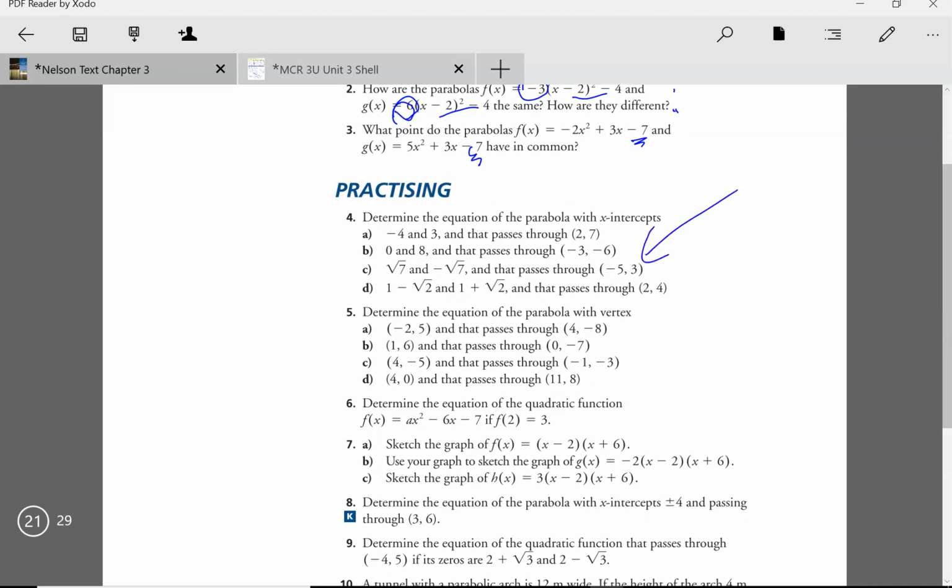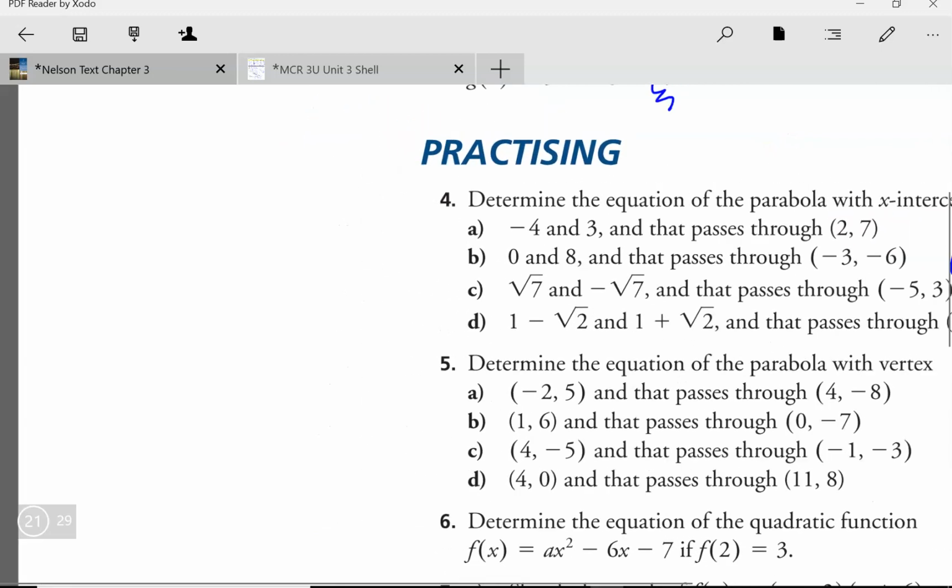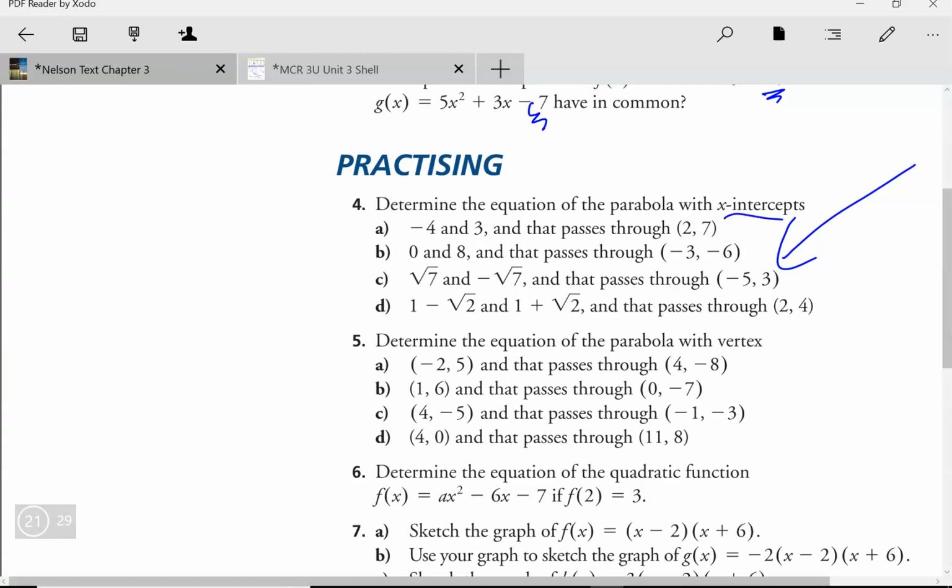So determine the equation of these parabolas, easy stuff. I will actually work through 4D because that might be a bit difficult. The x-intercepts are 1 plus root 2 and 1 minus root 2. How do we want to do this? I guess we'll just do it the hard way. y equals a times (x minus 1 minus root 2) times (x minus 1 plus root 2).